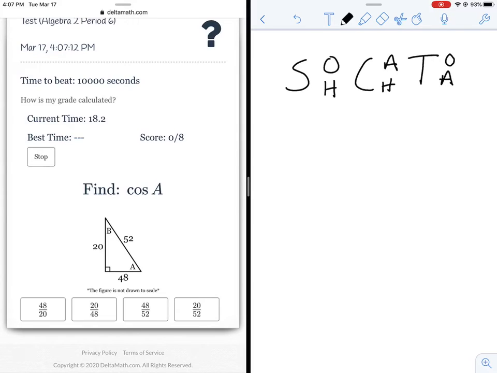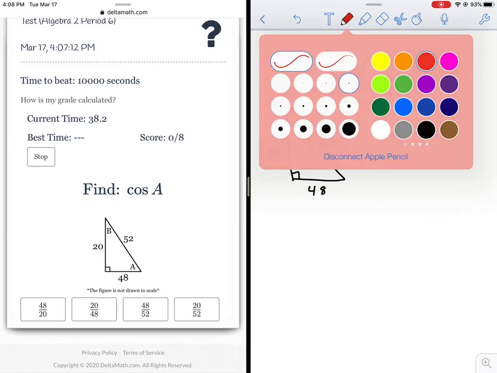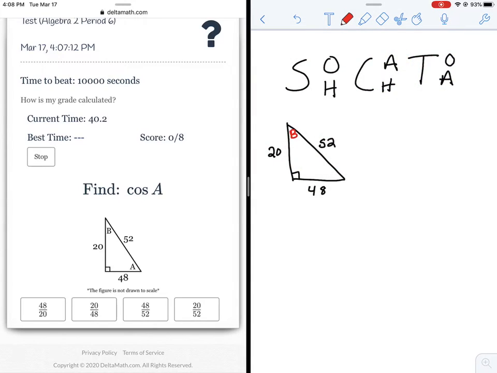SOHCAHTOA helps you know that sine is the ratio of opposite over hypotenuse, cosine is adjacent over hypotenuse, and tangent is opposite over adjacent. So, in order to answer this question, I'm just going to make my triangle here so that I could write on it. They told me this side is 48, this is 20, this is 52.